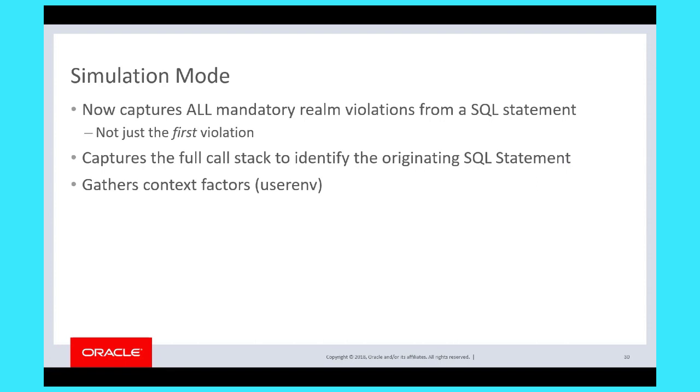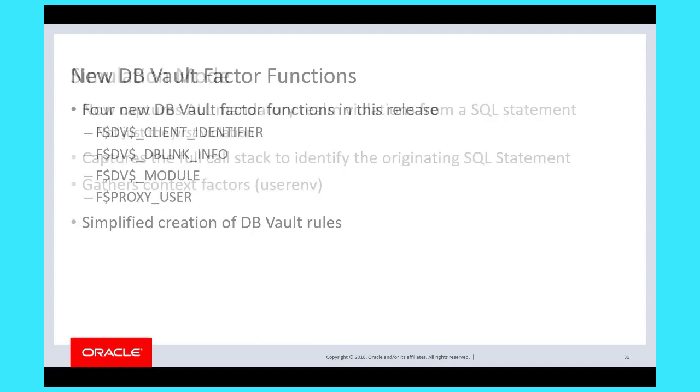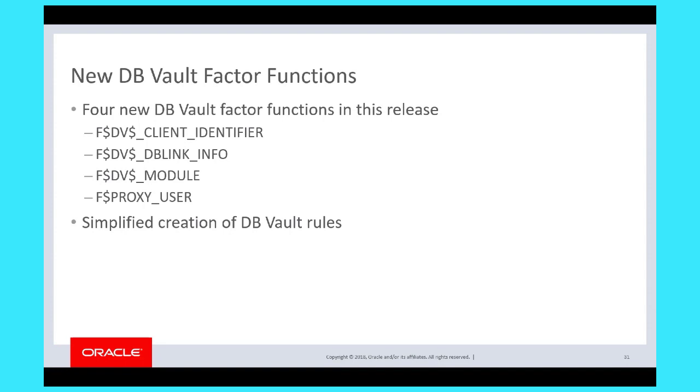The third thing that we've done in simulation mode in 18C is in addition to gathering the statement and the call stack, we also now gather the context factors: IP address, client identifier, program module, and this can help you identify the offending module. All of these things work together to make simulation mode even more valuable in 18C for a quick and easy rollout of Database Vault.